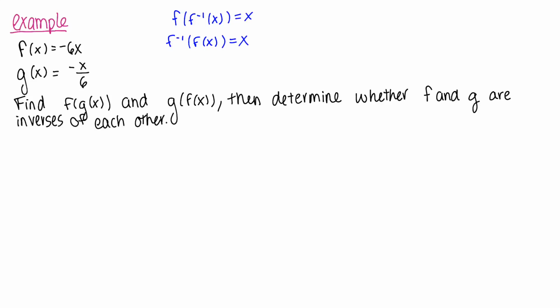So what we're looking for, if f and g are inverses of each other, what should be true is that when you compose them, they should give you x both ways. So f of g of x should be x, and g of f of x should be x. If this is true, then f and g are inverses.